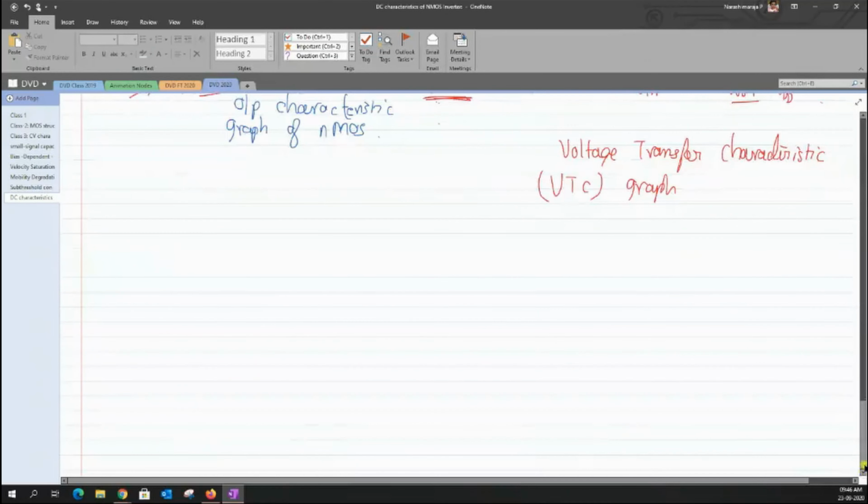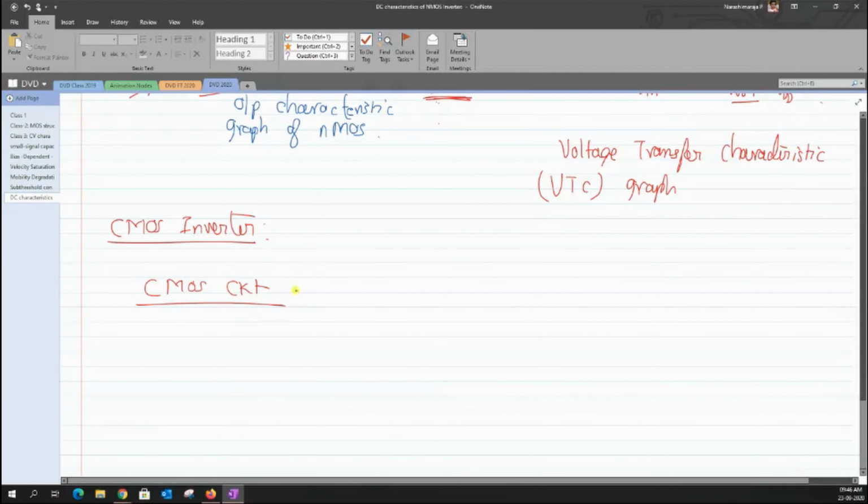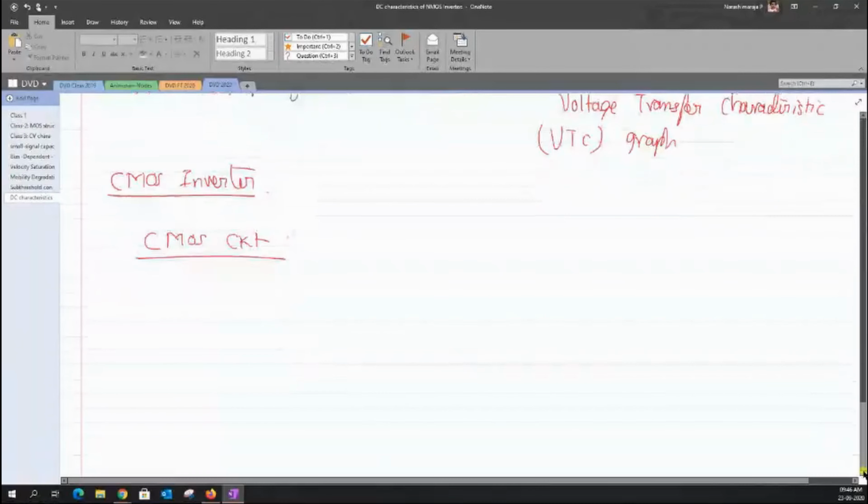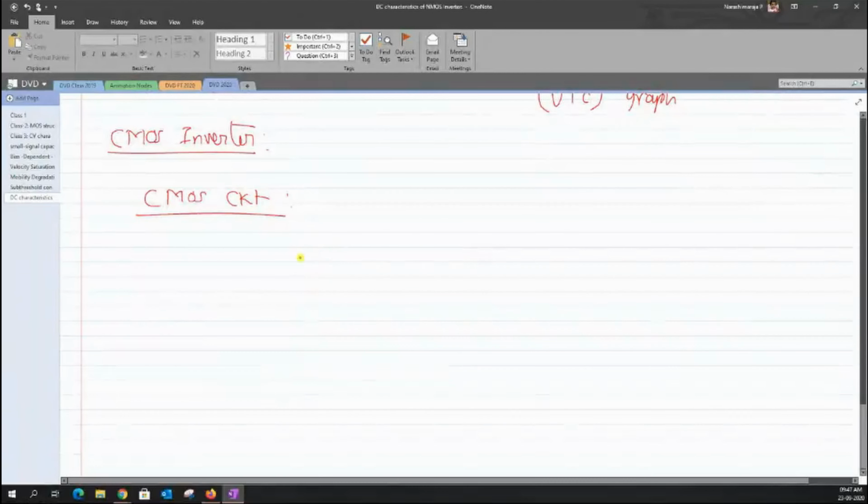So now we'll just get into the CMOS inverter. When I say a CMOS inverter, a CMOS circuit, how does it look? I'll just explain, and based on that concept, let us try to build this CMOS inverter. In general, the CMOS circuits will have two blocks.